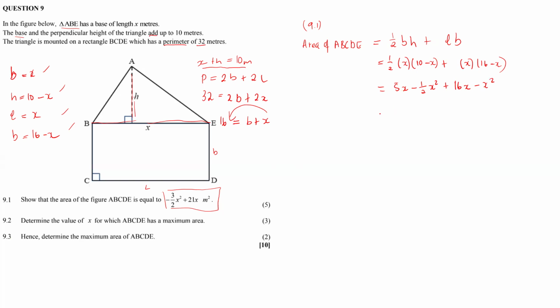And then now let's consider adding or subtracting the like terms. Let's start with the higher degree, x squared and x squared. Negative 1 over 2 minus 1 will give us negative 3 over 2 x squared. And then 5x plus 16x will give us 21x. And this is the area of ABCDE in terms of x. We put our units there at the end because recall that the parameters are given in meters. So that will be meters squared because this is the area.